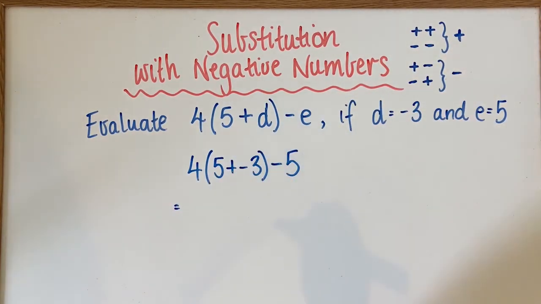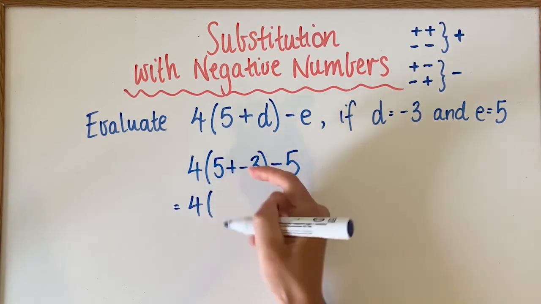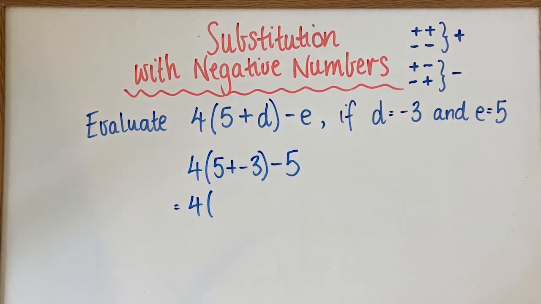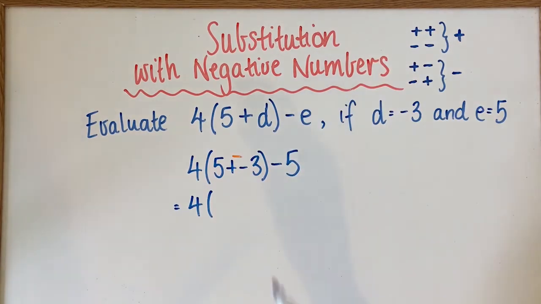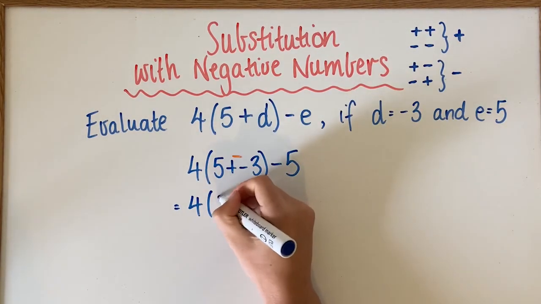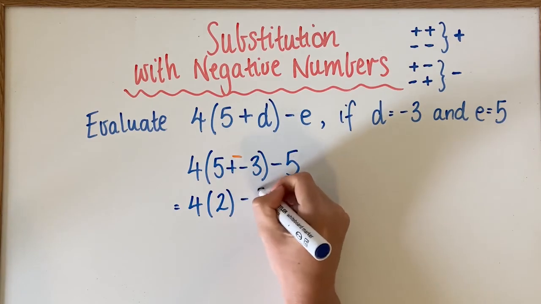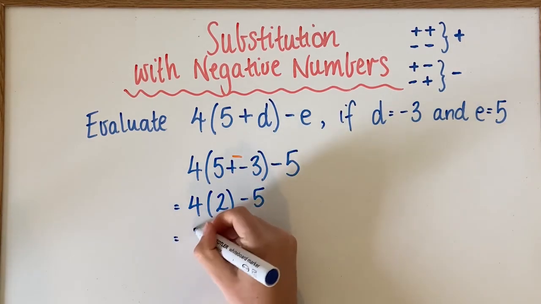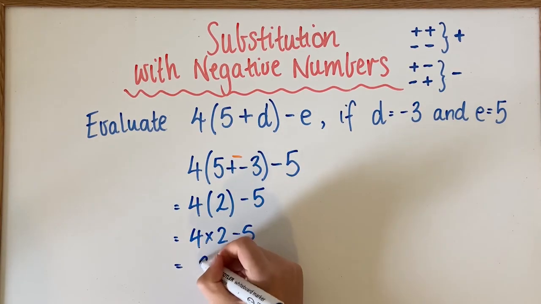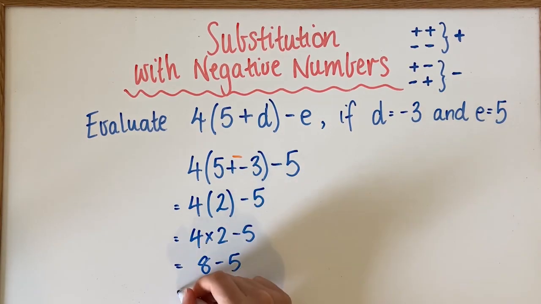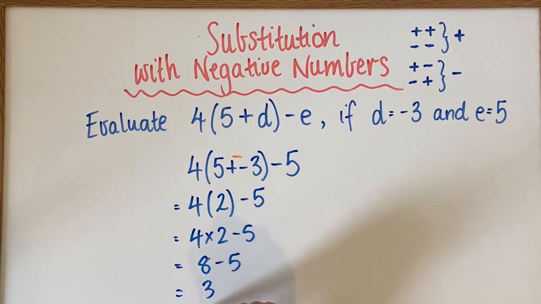So we do what's inside the bracket first. So a plus and a minus, I can just change that to a minus if I like. So 5 minus 3 is going to be 2. And then we're just going to put the -5 on the end. Remember, this is a multiplication. So we're going to get 8 minus 5, and 8 minus 5 is 3.